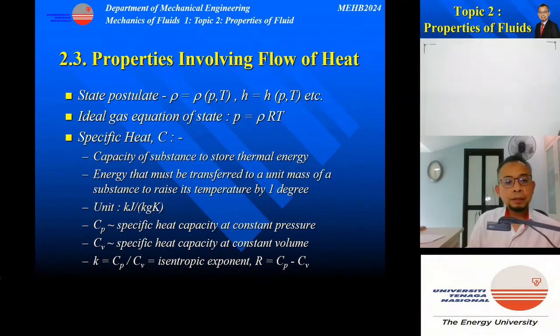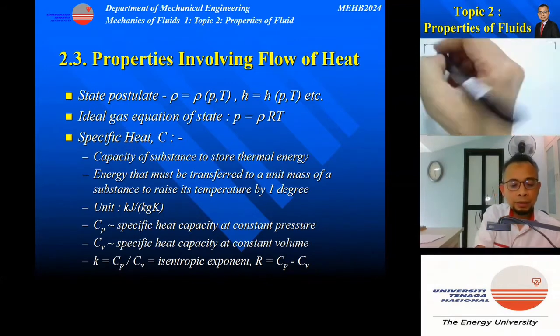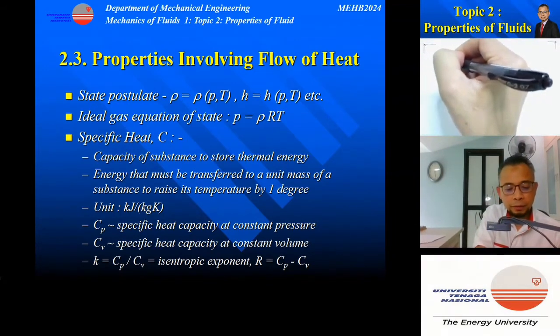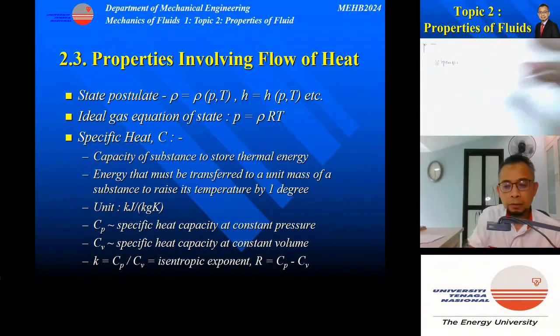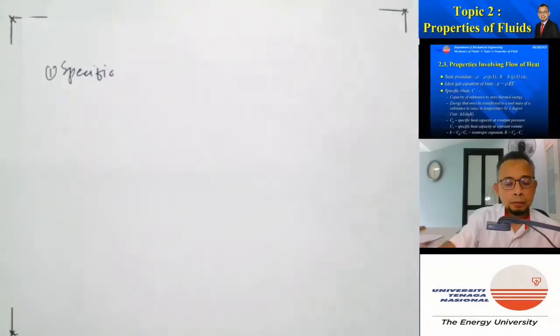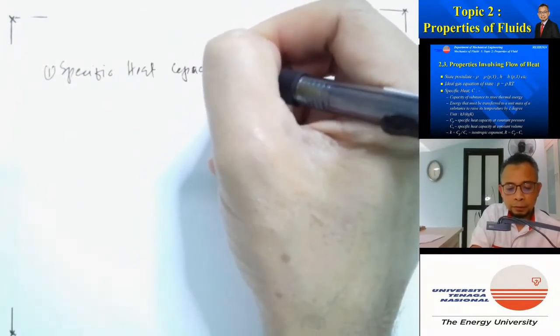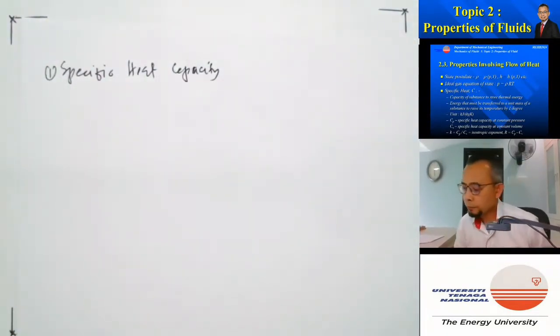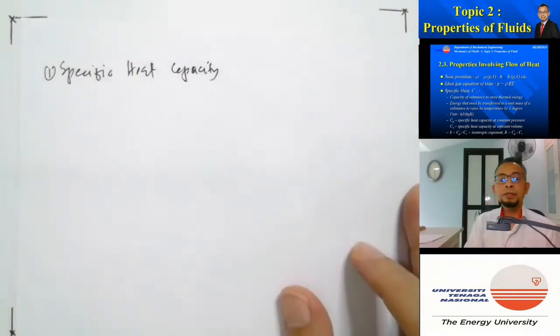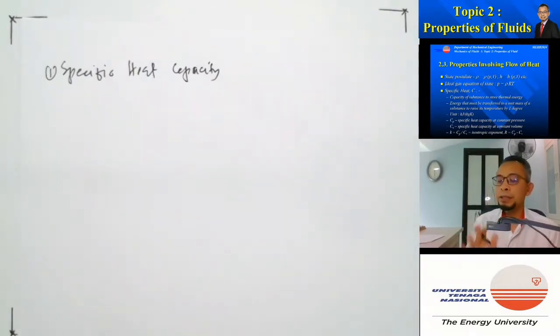Okay, so now let's look at specific heat. Specific heat is also a property which involves flows of heat. Specific heat capacity is defined as the capacity of the substance to store thermal energy. Okay, the capacity of a substance to store thermal energy.